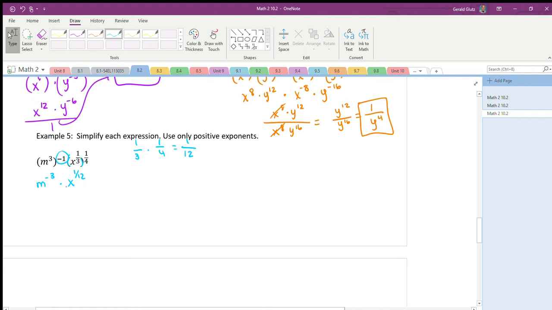So these two bases are not the same, so I cannot combine these two things. X to the 1/12, that's a positive exponent, so it's going to stay where it is. M to the negative 3 is a negative exponent, so I need to move it. It's already on the top, so I'm going to move it to the bottom. So m to the positive 3 now. So again, once you move it, the exponent becomes positive.